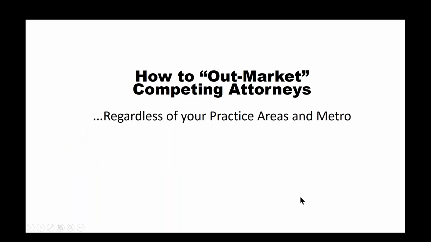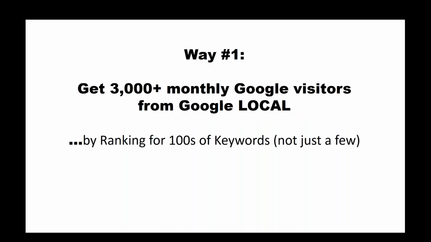So now we're going to go into the specifics of how to outmarket competing attorneys, again, regardless of your practice area. So the first way, how do you get 3,000 plus monthly Google visitors from Google Local? And how do you rank for hundreds of keywords? Not just a few.